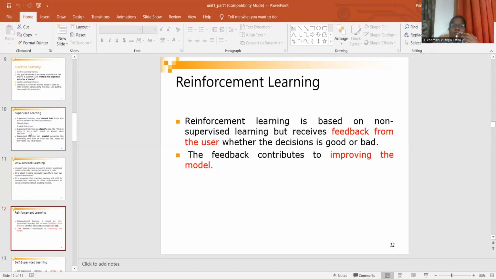What is then reinforcement learning? It is based on non-supervised learning, and it receives feedback from the user, and it is going to improve the model based on the feedback, right? It gets feedback from the user on whether the decision is good or not, and it improves the model.